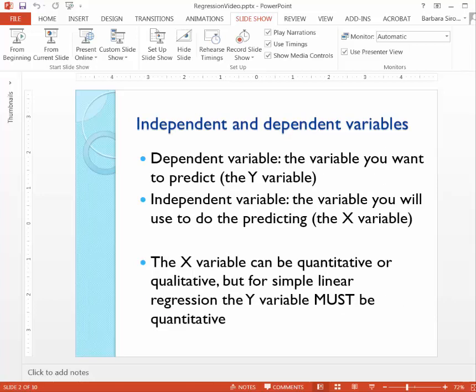Now, I need to give you some definitions of independent and dependent variables. The dependent variable is the variable that you want to predict, and we call that the y variable. The independent variable is the variable that you're going to be using to do the predicting, the x variable. And keep in mind that the x variable can be either quantitative or qualitative, but for this particular procedure, the y has to be quantitative. There are some other techniques we'll talk about later where the y would be qualitative.